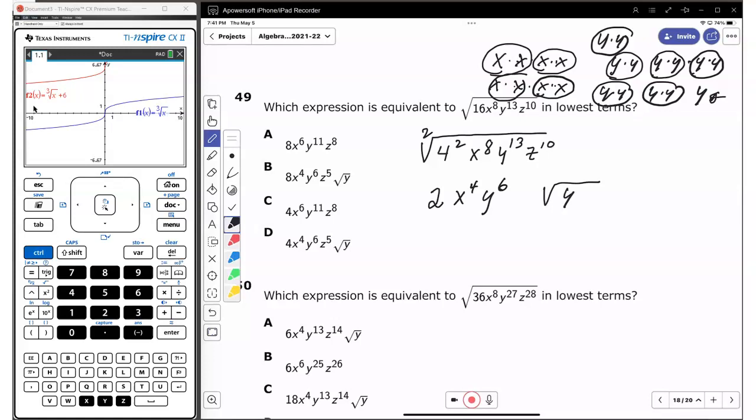Now z's, we have 10 z's, and if we're going to group them in 2's, we know that we're going to be able to make 5 groups. So what does this simplify to? 4 squared. Oh, yeah, it's going to be 4. The square root of 4 squared is 4. So it's going to be 4x to the 4th, y to the 6th, z to the 5th, times the square root of y.